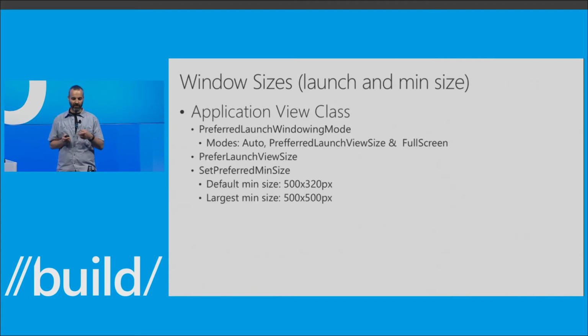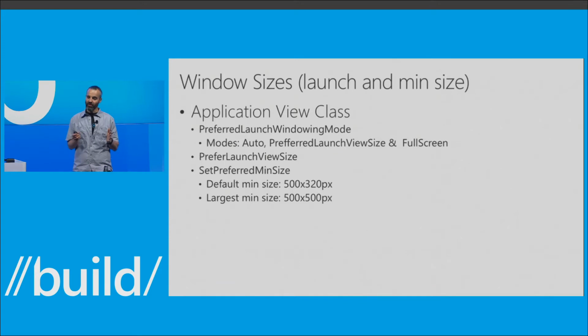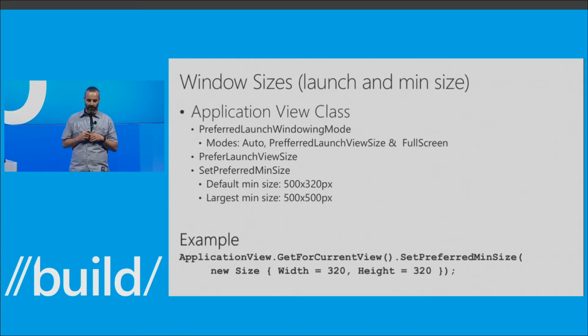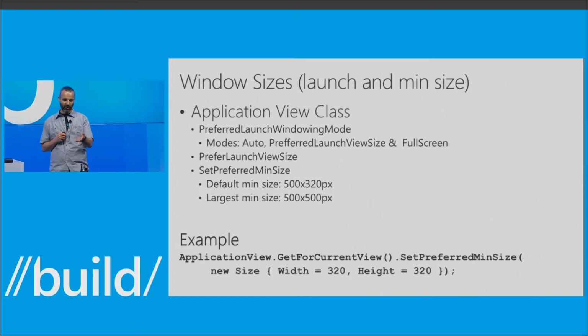And then lastly, here's the set preferred min size. The default, as I mentioned, is 500 by 320. The largest min size your app could be, I think that's for our smallest tablets, is 500 by 500. And this is how you would use it in code. Again, you get the current view, set preferred min size. In this case, I'm showing you how to set the width to 320.